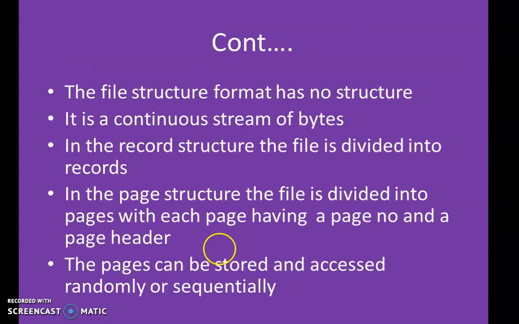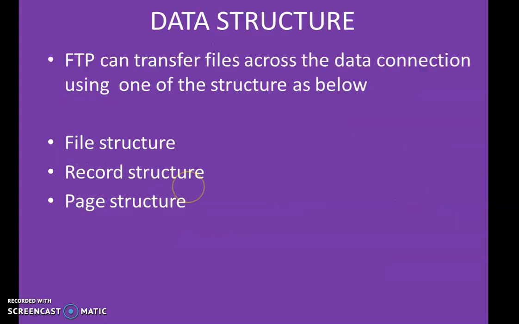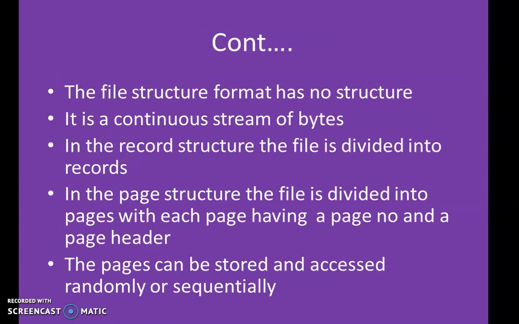File structure format: in file structure there's no structure, it is a continuous stream of bytes. Record structure means you know the concept of records, which contain several attributes. Page structure is like a Word document, where a document contains several pages. So the type of the file structure must be specified while transferring, whether it be record structure, page structure, or whatever it is.